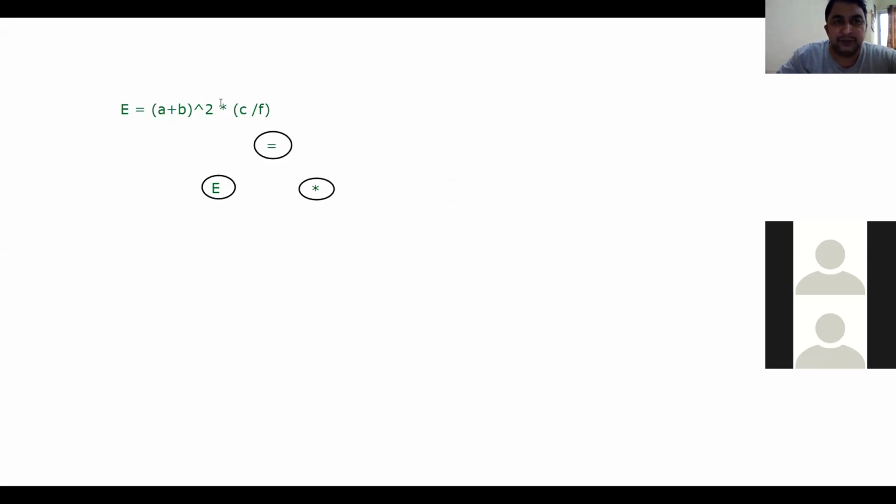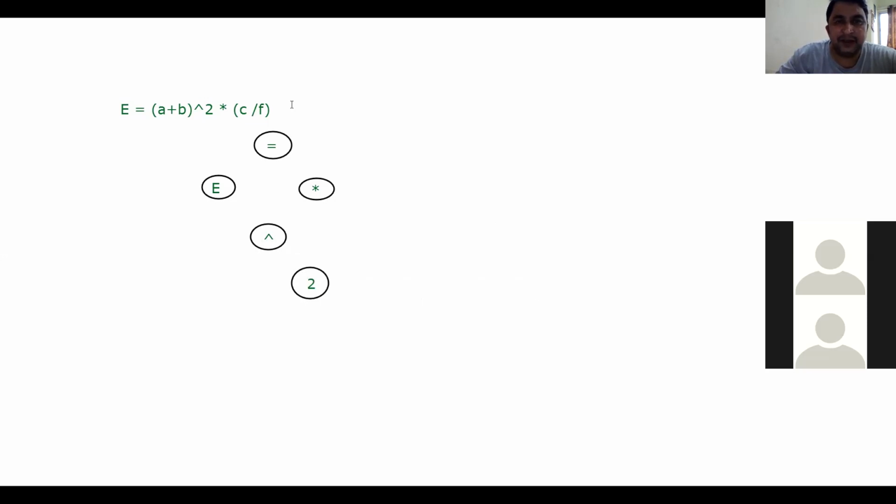So if you see (A plus B) whole square, in this I can take the power, the exponential, as the major operator. So that I can take as the major operator here in the node. And for this, the right hand side will be the square, and the left hand side is said to be A plus B.